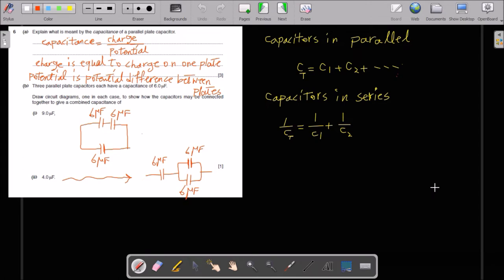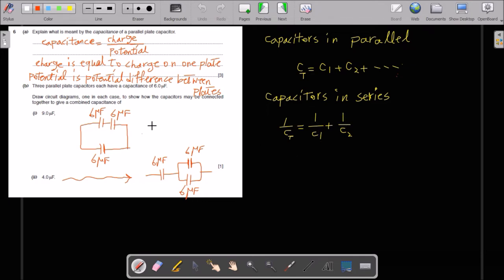Three parallel plate capacitors each have a capacitance of 6 microfarad. Draw circuit diagrams, one in each case, to show how the capacitors may be connected together to give a combined capacitance of 9 microfarad. Okay, you know that for capacitors in parallel, to find total capacitance, you should find sum of each capacitance. And for capacitors in series, you should use 1 over total C is equal to 1 over C1 plus 1 over C2.